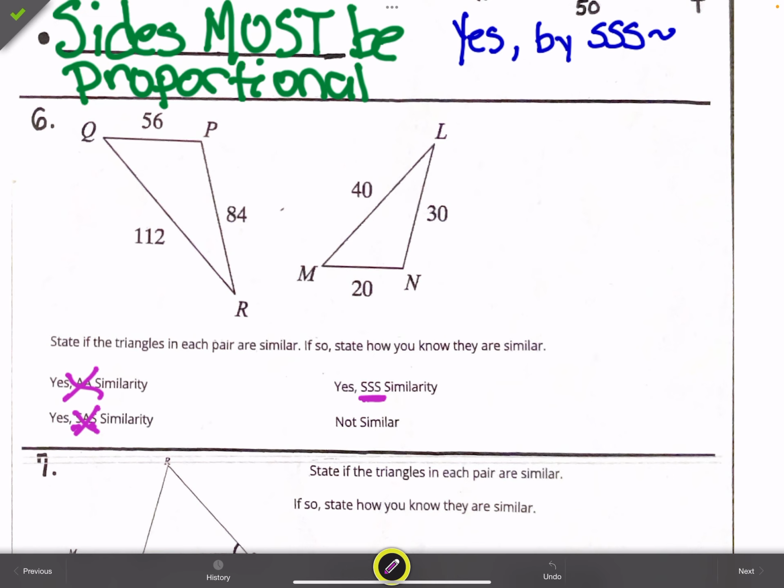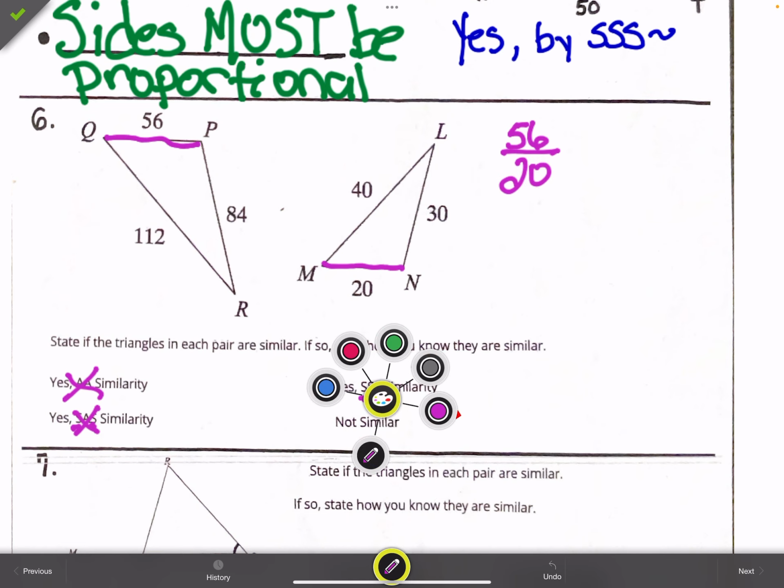Again, when you set these up, don't stress yourself out trying to flip this triangle up to see what matches with what. Just go small, medium, large, and it will always work. So if I look at triangle PQR, my smallest or shortest side is QP. So that is 56. And what's my shortest side or smallest side in the smaller triangle? Yeah, 20. So they go together.